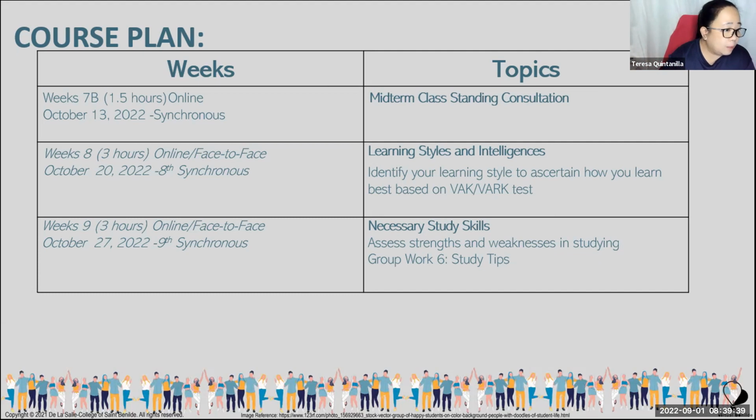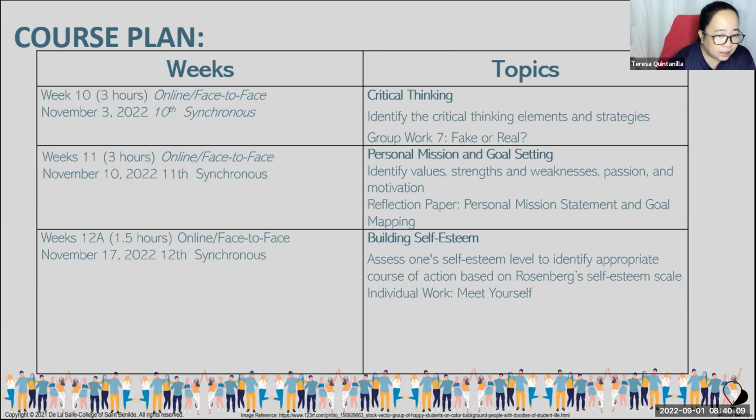And next, for week 8, learning styles and intelligence. Usually, last term this was our first early weeks topic. Okay, also the necessary study skills. Those are, I think, the first five weeks' topics of ours. But now it's moved to the 8th and 9th week. Okay. And also critical thinking and personal mission goal setting. These are also part of the first 5 weeks under midterm. But now those are part of after midterm.